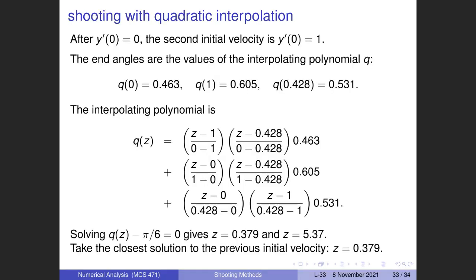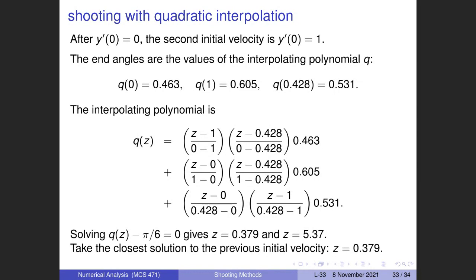We compute the trajectory. The numerical values on the slides are obtained by copying the values from running the embedded order 4-5 Runge-Kutta method. So for the input velocity 0.428, we obtain an end position of 0.531. So the 0.5 is already correct here.